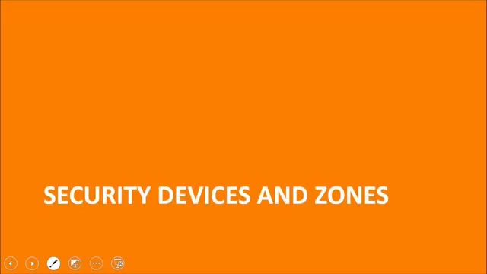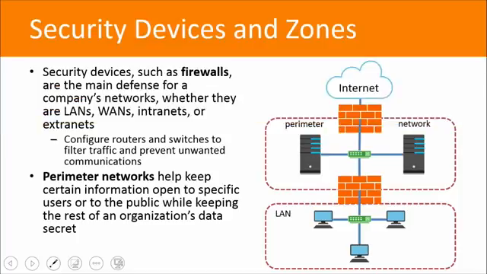All right. Lastly, we'll talk about security devices and zones. If we want to access these networks, we want to protect our data and make sure that it maintains its integrity and that other people aren't able to steal it and access it. We've got to make sure that we're set up to properly protect it. So to do that, we use security devices such as firewalls, right? They are the main defense for not just a company's network, but for any network, whether they're LANs, WANs, intranets, or extranets. We can also configure routers and switches to perform security functions like traffic filtering in order to prevent unwanted communications. We can also set up perimeter networks, the demilitarized zones.